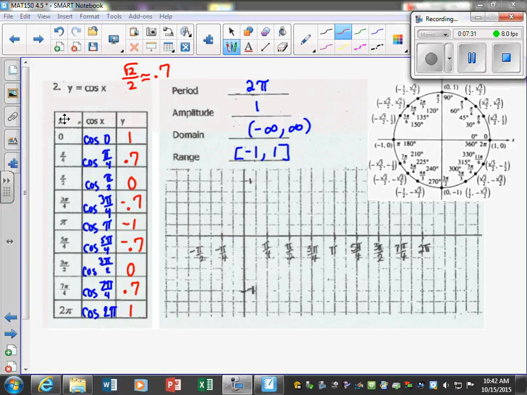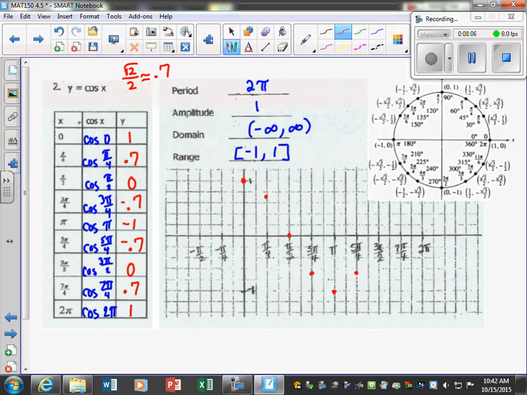Now let's actually plot the ordered pair. So we're going to plot the x, y as an ordered pair. So we start with 0, 1. So we can see already that sine and cosine are different because the sine wave goes through the origin and the cosine wave does not. Pi fourths is 0.7. Pi halves is 0. 3 pi fourths is -0.7. Pi is going to be -1.